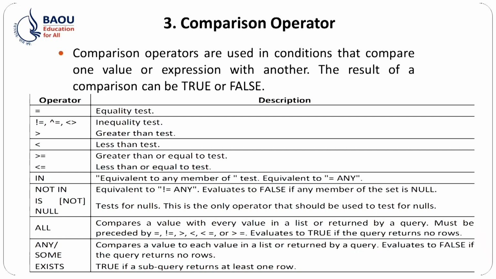It must be processed by the equal to, not equal to, less than, greater than or equal to operators, and evaluates to true if the query returns no rows. ANY or SOME is used to compare the value to each value in the list or returned by the query. It evaluates to false if the query returns no rows. The last one is EXISTS. EXISTS is true if a subquery returns at least one row.